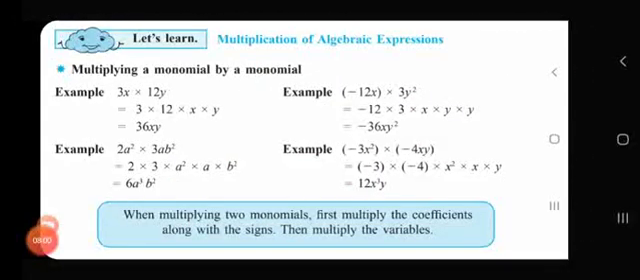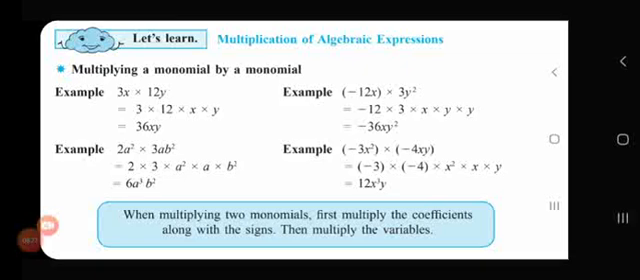Next is multiplication of algebraic expressions. First is monomial by monomial. During multiplication, coefficients are multiplied and variables are also multiplied. This is not like addition. In addition, we just add the coefficients and keep the variables as they are. We do not add variables. But here multiplication takes place between coefficients and also between variables.